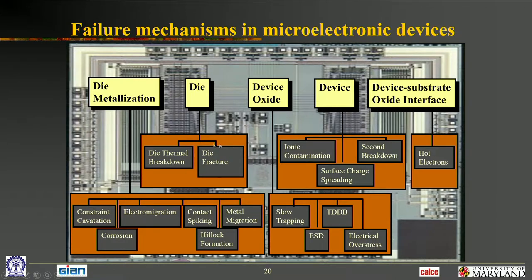Then the semiconductor and the semiconductor device may also have some failures. The silicon can fracture. You could have thermal breakdowns of the semiconductor materials. Or the oxide layer may have problems: time-dependent dielectric breakdown, electrical overstress, ESD, slow trapping, hot electrons. We've talked about some of those. Then you may have other issues. And we've not talked about surface charge spreading or second breakdown, those additional mechanisms. We haven't had time. We have talked about ionic contamination. That changes device characteristics. Then the interfaces between the device and the substrate and the oxide, you get hot electrons leaking over there. So those are examples of failure mechanisms.